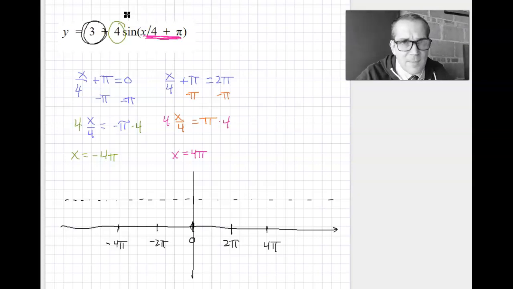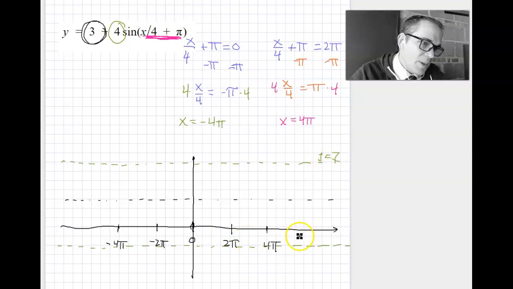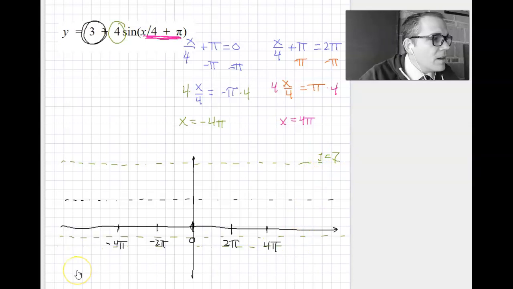So of course I did not give myself enough space. Let me adjust some things. So from 3, if I go up 4, I'm all the way up here at 7. And if I go down 4, I'm supposed to be at negative 1. I missed negative 1. That's better. All right, we'll do this in blue. So this is my new starting point.